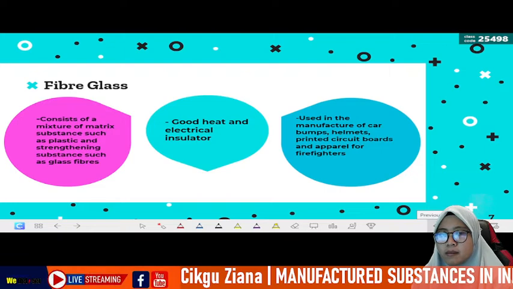Next, we have fiberglass. It consists of a mixture of matrix substance such as plastic and strengthening substance such as a glass fiber. It is a good heat and electrical insulator. It's used in the manufacture of car bumpers, helmets, printed circuit boards, and apparel for firefighters.